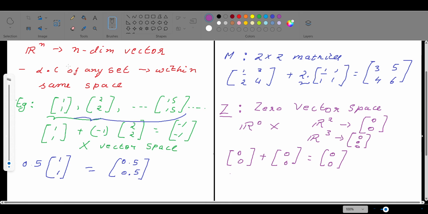And if you multiply anything with the zero vector, any scalar, let's call it S, it is going to result in 0, 0. Hence, every single linear combination of the zero vector is going to result in the zero vector. Therefore, it is a vector space. I'm just going to call it VS for short. That's the reason why.